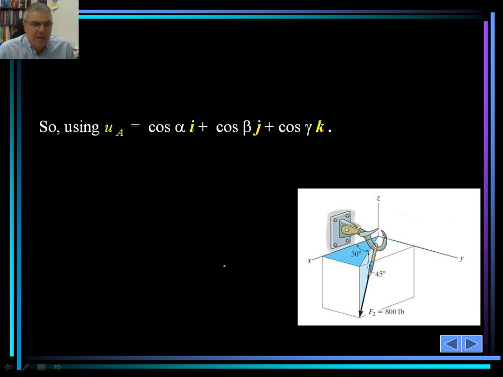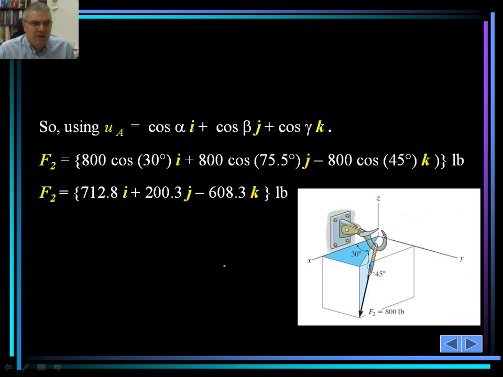After calculating beta, now we are going to use the unit vector, u sub a, equals cosine of alpha i plus cosine of beta j plus cosine of gamma k, and we pretty much use the angles. Remember, the reason we do this is because in this case the length of the right triangle is not given, so we cannot use similar triangles. Instead, we are using the angles themselves and taking the cosine of those angles.